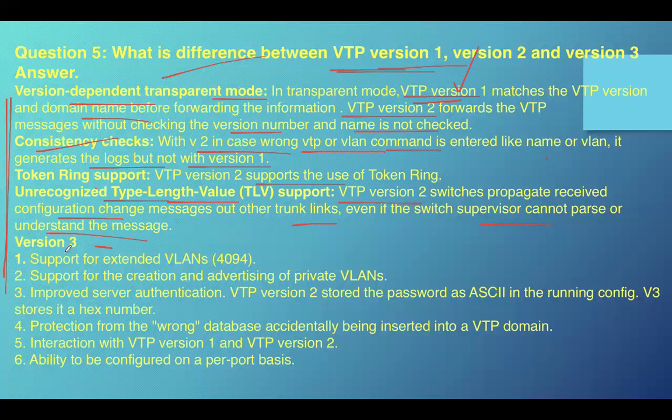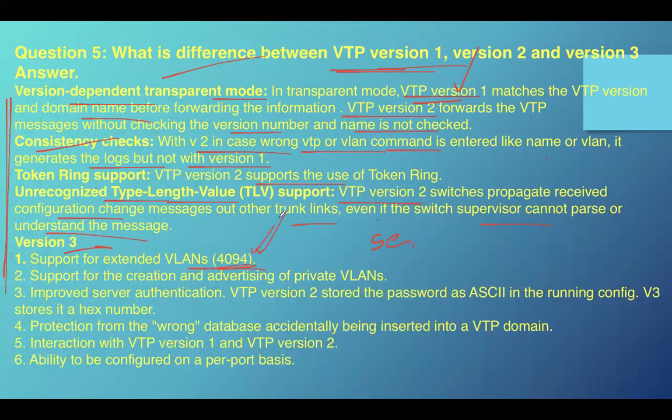Version 3 has certain advantages, like support for extended VLANs. Usually in version 1 or version 2, you cannot utilize all the VLANs, even in VTP server mode. You can configure only VLANs 1 to 1001. Other VLANs you cannot utilize.